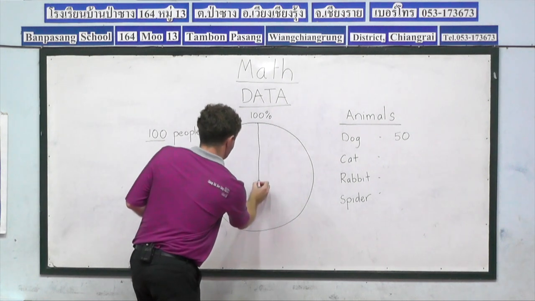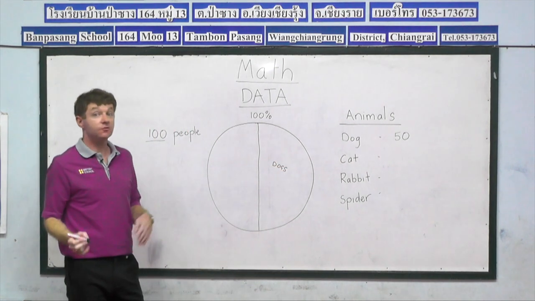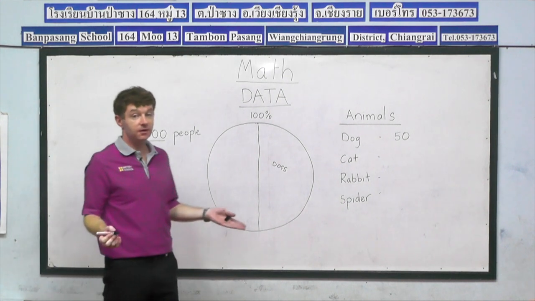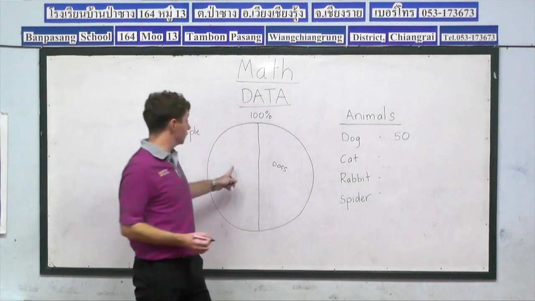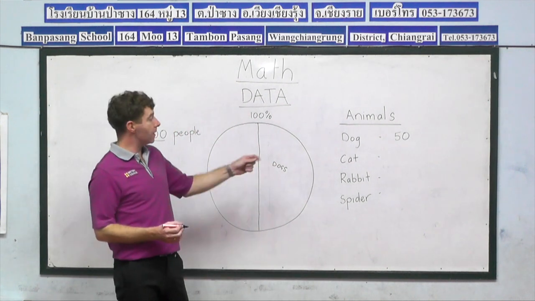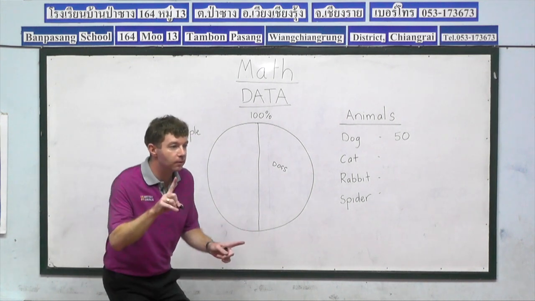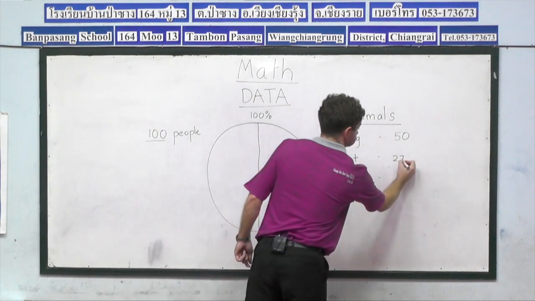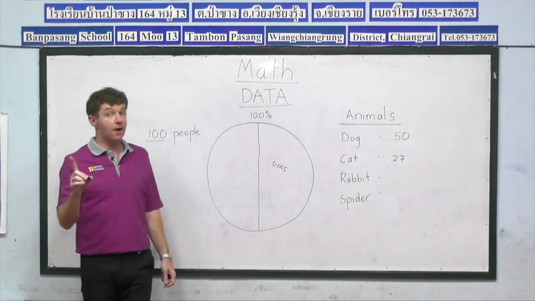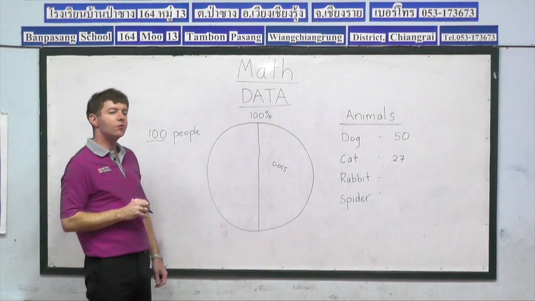So straight away, one half of the pie chart. Dogs. So that only leaves 50% left. So now, guys, we need to have three animals made up of the other 50%. How about cats? 37. Again? One number. 27. Okay. So now we have to work out this final portion is 50%. What's half of 50?